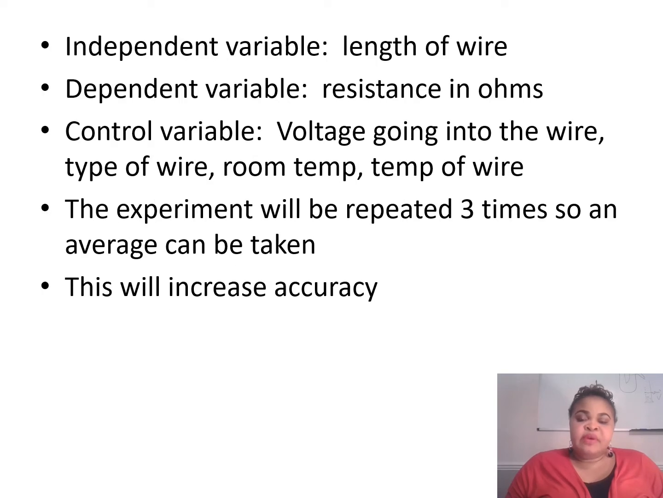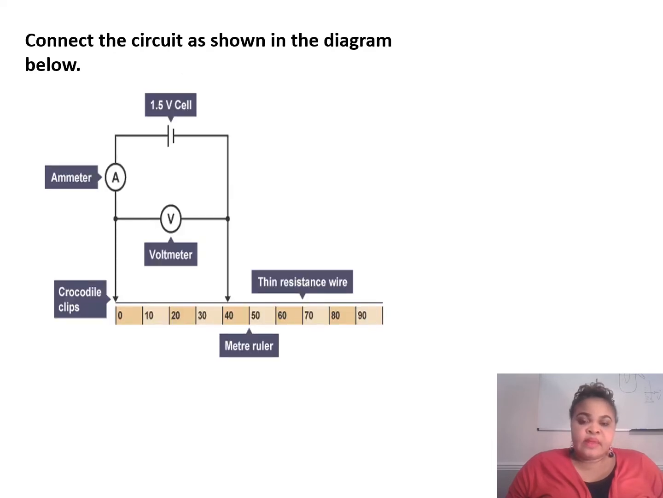The independent variable is the length of the wire. The dependent variable is resistance in ohms, and the control variables are that list, all of those. And the experiment will be repeated three times so an average can be taken to increase accuracy. I thought I'd pop this diagram in here for you to remind yourself. So that meter rule is the length you're changing.